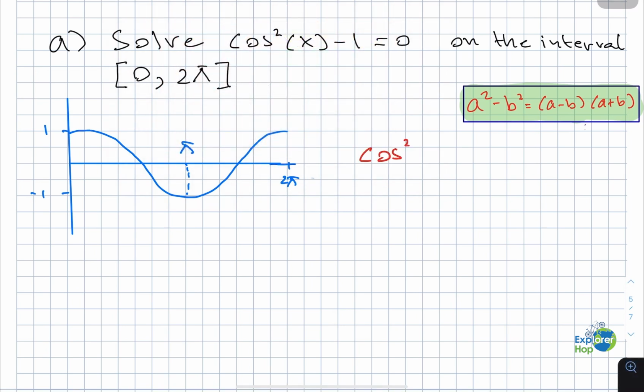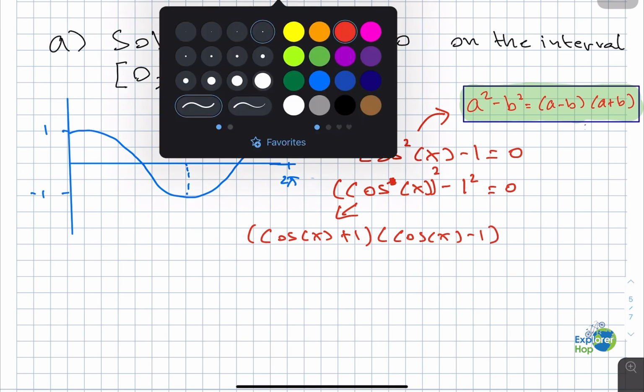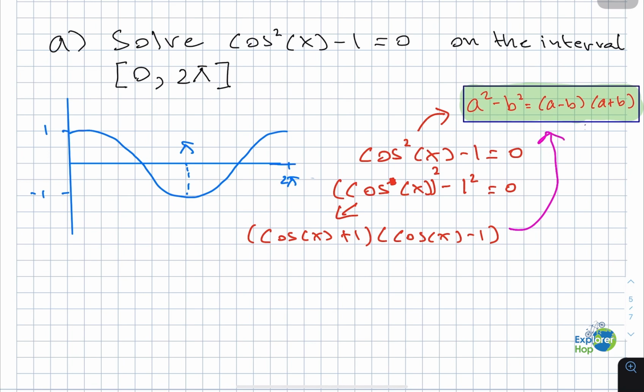So we have cos squared of x minus 1 equals 0. Then just remember that a squared minus b squared is equal to a minus b into a plus b. We can use this property to write this down as cos x whole squared minus 1 squared equals 0, which can be further written down as cos of x plus 1 into cos of x minus 1. Remember, we're just writing it down in this form.